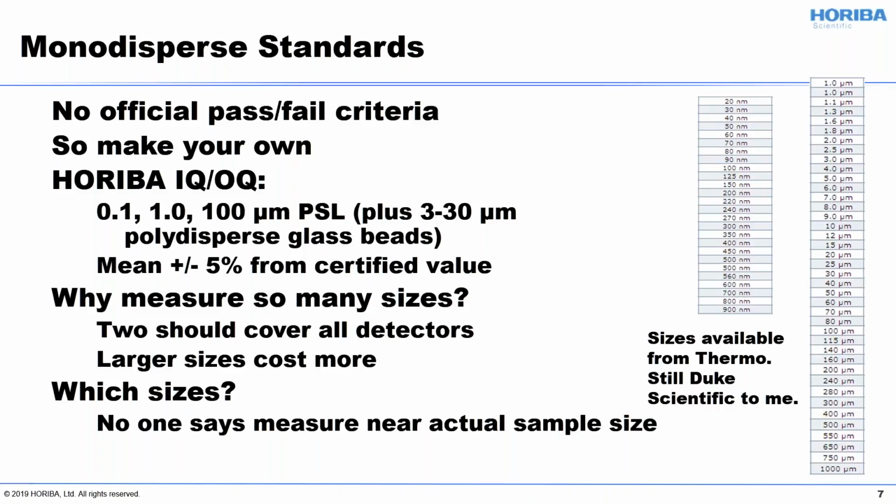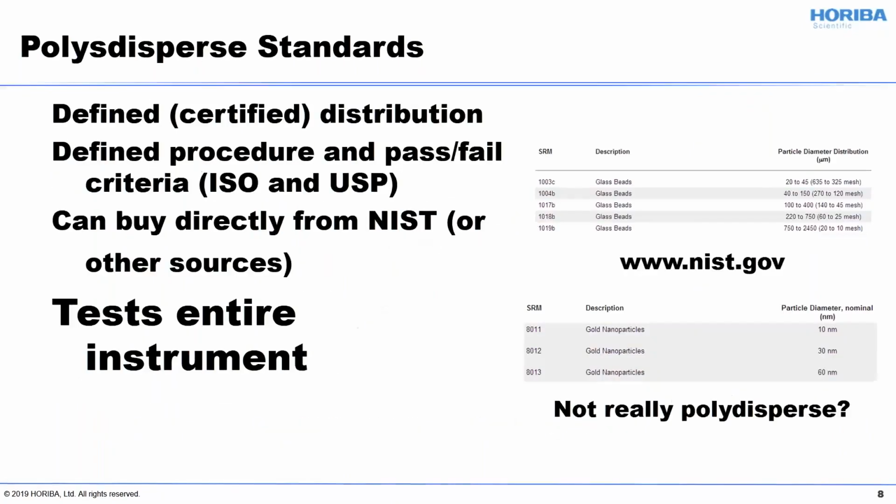You only really need a couple particle sizes to cover all of your detectors. And just as a comment, larger particle sizes tend to be more expensive. There's no real rule that says you need to measure near your actual sample size. You really need to measure a sample that excites most of your instrument detectors to check out your optics. By the way, our processes say plus or minus 5% of the certified value on a measurement of a monodisperse standard. So polydisperse standards are much more interesting.